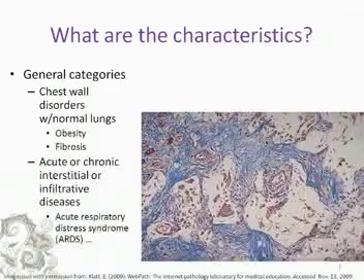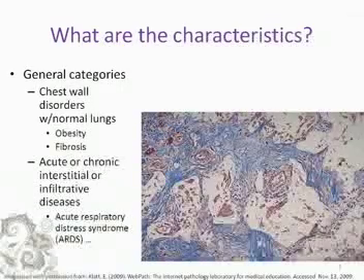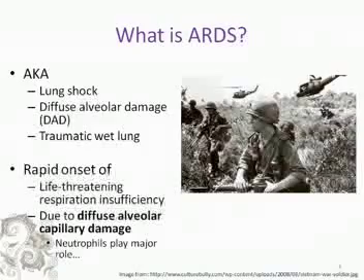This leads to the question of acute respiratory distress syndrome, or ARDS. Well, what is it? It is otherwise known as lung shock. It will lead to diffuse alveolar damage, or DAD. It's also called traumatic wet lung, and it can come on rapidly. It could be life-threatening, leading to respiratory insufficiency, and most of that is because of the damage occurring to the alveoli. Neutrophils have a major role in this.